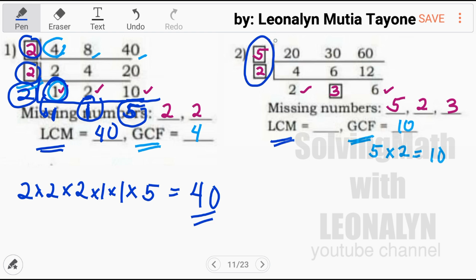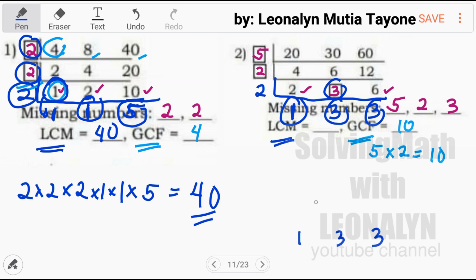Imbes na mag-multiply na tayo, ang gagawin natin ay pwede pa itong ma-list by dividing 2. 2 divided by 2, and this is 1. Itong si 3, kopyahin lang sa baba. 6 divided by 2, and this is 3. Meron pa tayong 1, 3, 3.